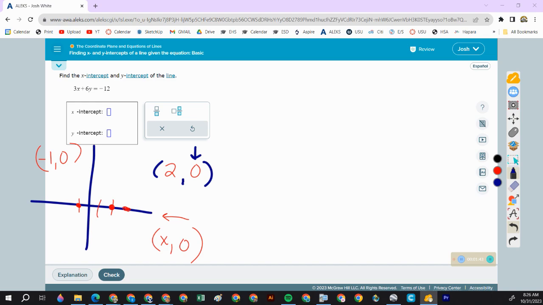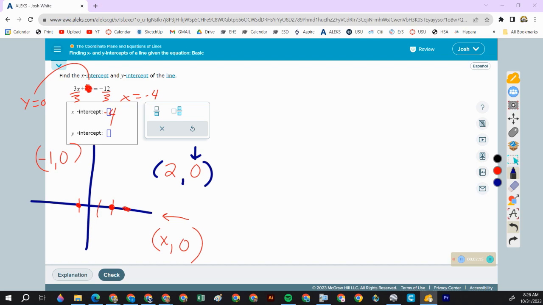So if I want to know where the graph crosses the x-axis, all I have to do is plug 0 in for y. If you look at this equation, if I plug in y equals 0, all that really does is delete this term. And now I'm left with 3x equals -12. So we divide by 3, and I get x equals -4.